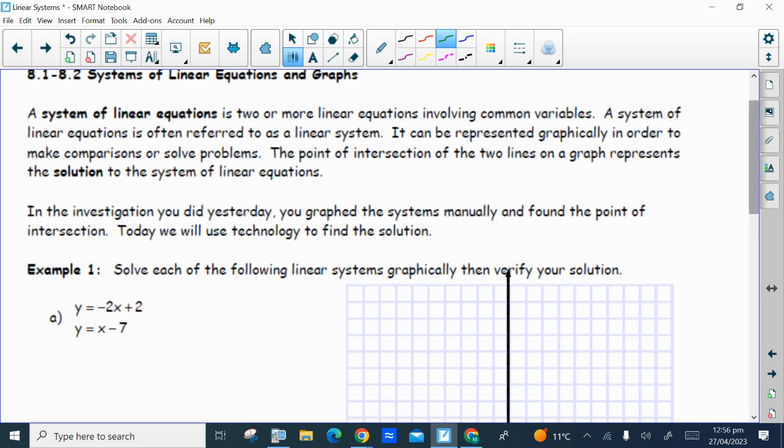So a system of linear equations is where you have two or more equations involving common variables. A system of linear equations is often referred to as a linear system. It can be represented graphically in order to make comparisons or solve problems. The point of intersection of the two lines on a graph represents the solution to the system of equations. So that's what we found in those last two examples, and the one before that dealing with the cell phone plans. When you find the point of intersection, you are finding the solution to the system of equations. The solution is the point of intersection. Okay?